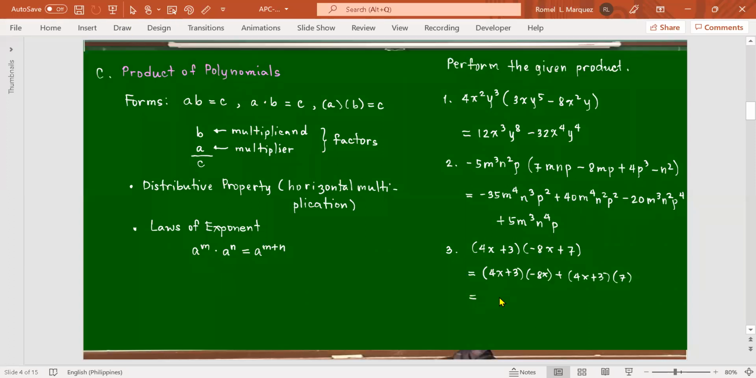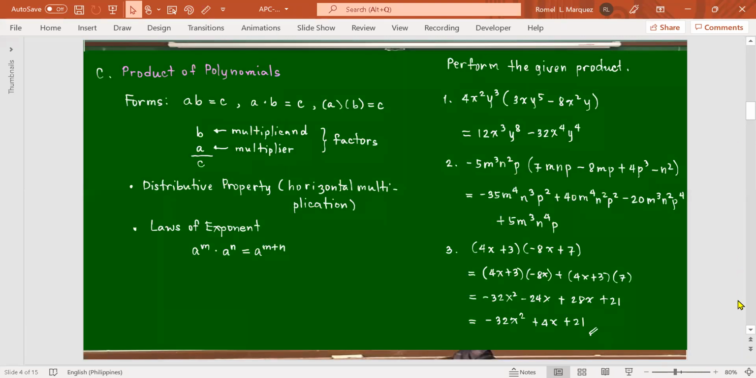This is equal to negative 32x squared minus 24x, second group, plus 28x plus 21. Combine similar terms. Copy the first term, no, similar with this. Negative 24x, positive 28x, positive 4x. And then finally, plus 21. Is that correct, guys?